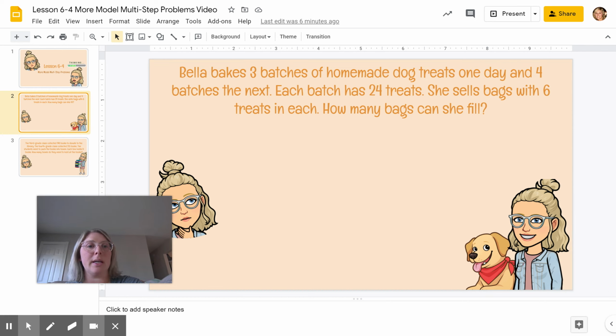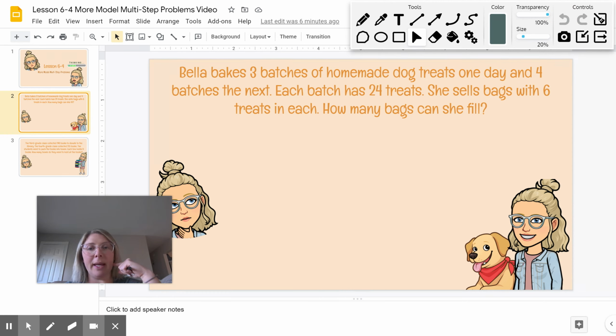All right, so it says, Bella bakes 3 batches of homemade dog treats one day and 4 batches the next day. So in one day she bakes 3 batches, and then the next day she bakes 4 batches. Each batch has 24 treats. She sells bags with 6 treats in each. How many bags can she fill?